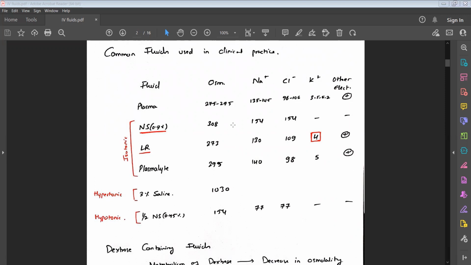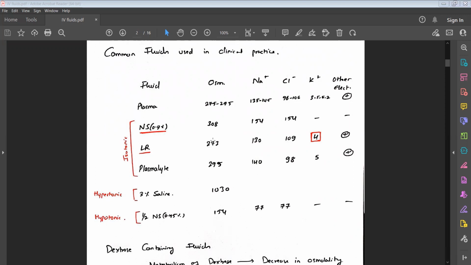Now, I'm not going to dive deep into the concentration of different electrolytes in these fluids. I'm just going to focus on the most important points that you need to remember. You also don't need to remember the osmolarity of these fluids. Just try to understand how these fluids are different from each other. Now, normal saline and LR, what's the difference?